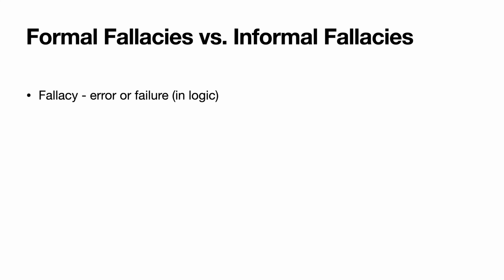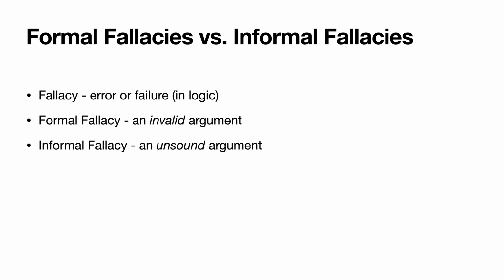Now, we often distinguish between formal fallacies and informal fallacies. And a formal fallacy is an explicit error in the structure of the argument, meaning it's an invalid argument, whereas an informal fallacy is an unsound argument. The structure may be valid, but it has an unacceptable premise that causes the conclusion to not necessarily follow. So this is the difference.